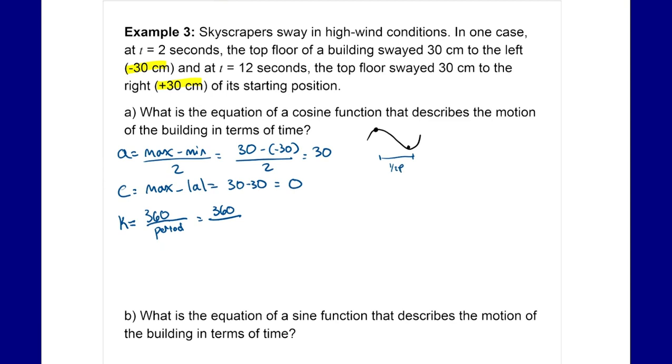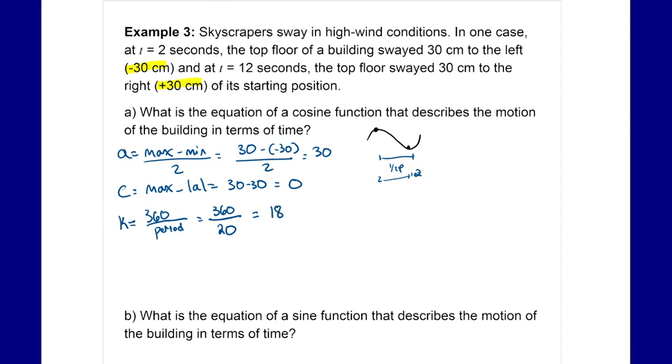Let's do half p. So if it is going from 2 to 12, that is a distance of 10. If that represents half the period, then that means that a full period is going to be 20. So 360 divided by 20 equals 18.